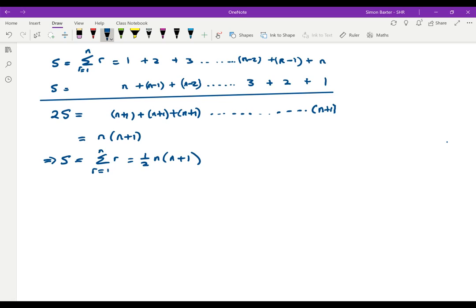You've met that one before. It is actually the formula for the nth triangular number, but you've probably forgotten that.